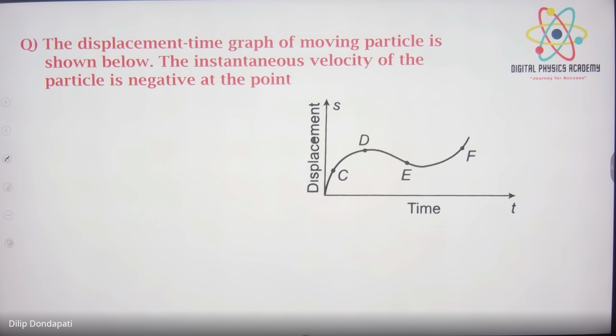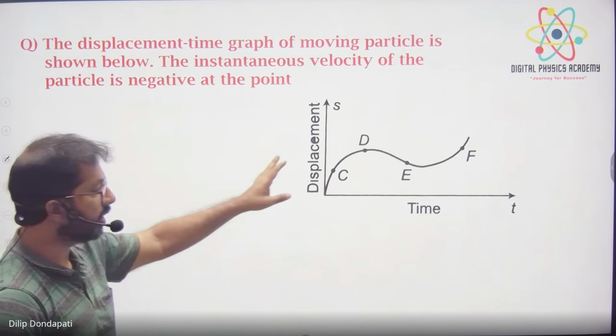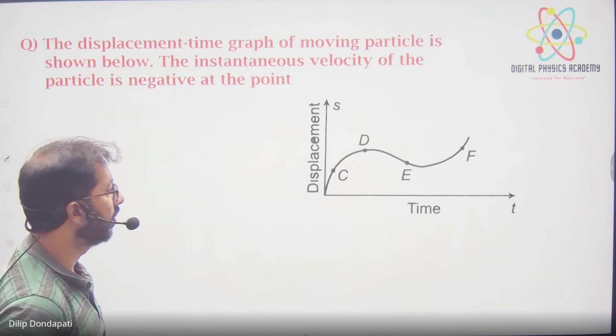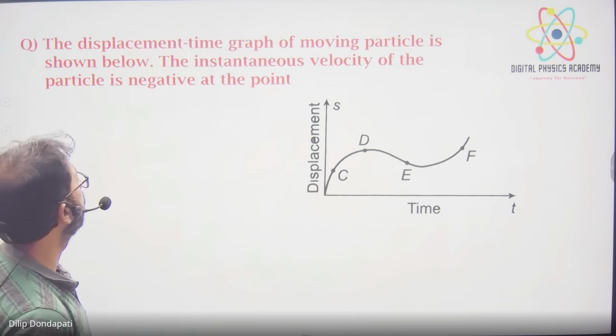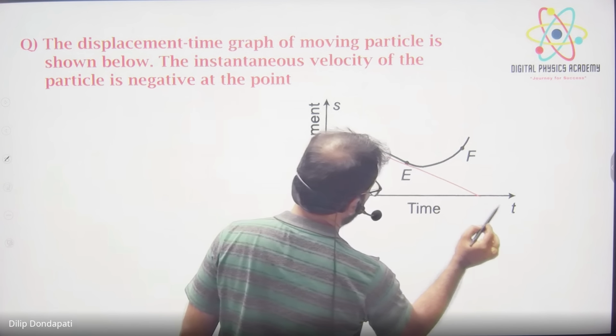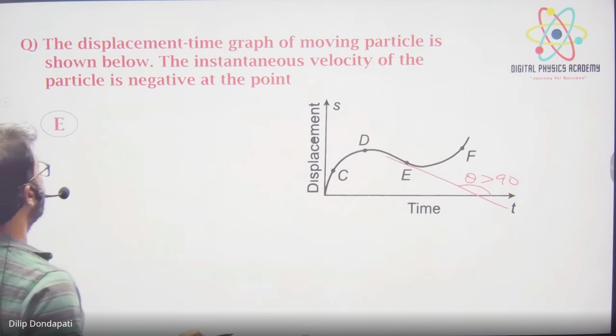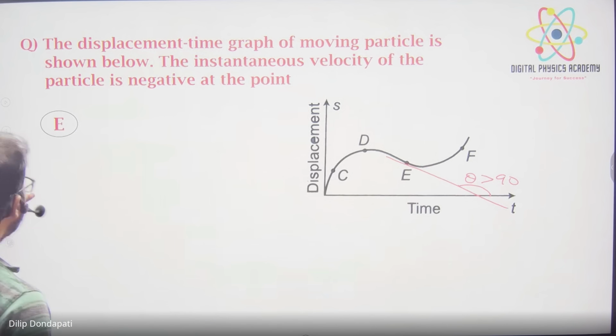Okay, next, now try. I want the instantaneous velocity of the particle to be negative. A displacement time graph is given, and he's asking at which point the velocity is negative. Sir, point A. Point E. Yes, E only. If I draw a tangent, the angle is greater than 90 degrees, and greater than 90 means the velocity at this point is negative. Understood? So the displacement time graph is easy.